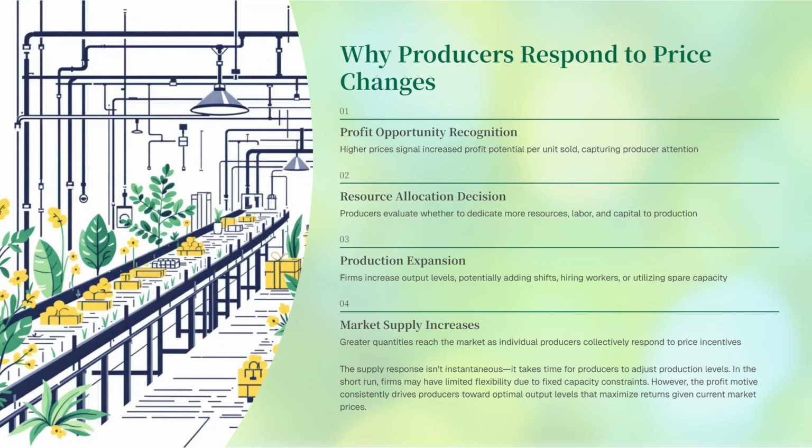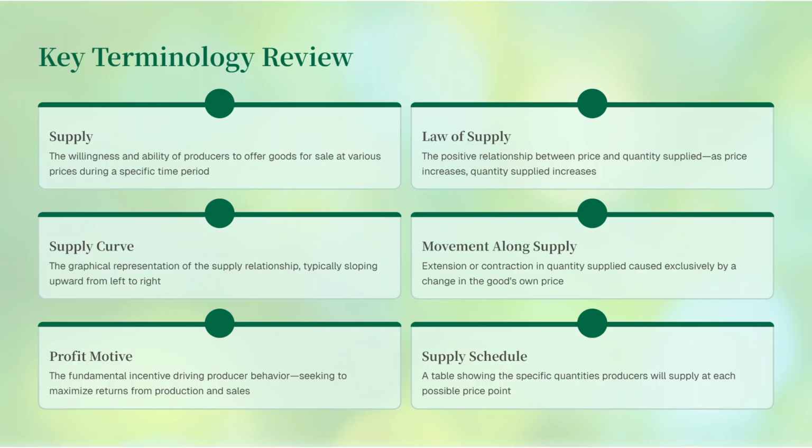The supply response isn't instantaneous. It takes time for producers to adjust production levels. In the short run, firms may have limited flexibility due to fixed capacity constraints. However, the profit motive consistently drives producers toward optimal output levels that maximize returns given current market prices. Let's do a review on our key terminology.